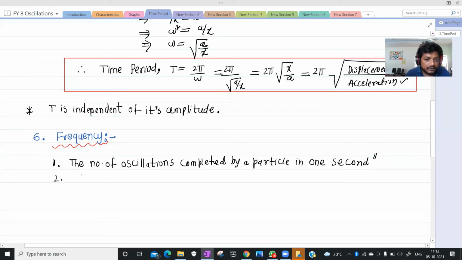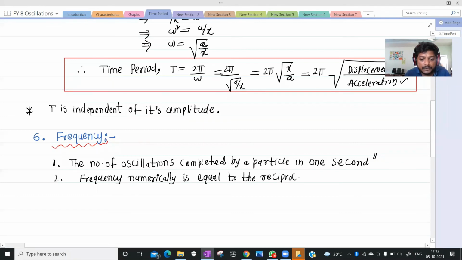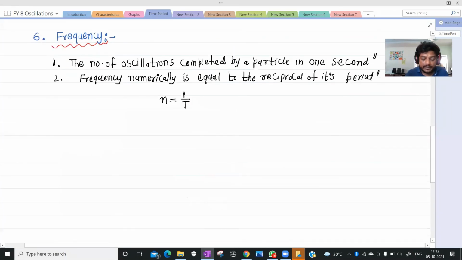It is denoted by nu. Frequency numerically is equal to the reciprocal of its time period. That is small n. Small n equals 1 by T. But you know what is T?